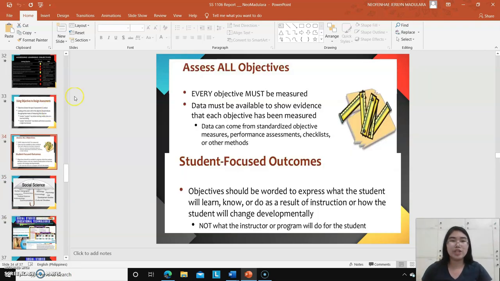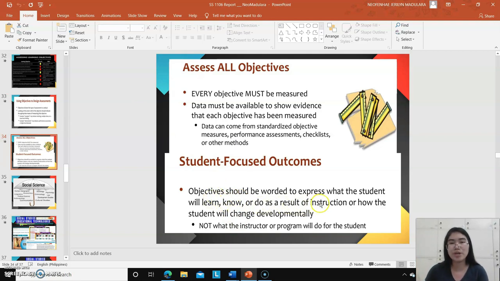Assess all objectives. Every objective must be measured. Of course, as social studies teachers, your objectives must be measured. Objectives should be reflected in the teaching and learning process, the procedure in your lesson planning. Data must be available to show evidence that each objective has been measured. So the results of the activities, the instructional materials, and the resources must be aligned. And student-focused outcomes: what are the goals for the holistic learning of our students? They should be focused outcomes towards our students.